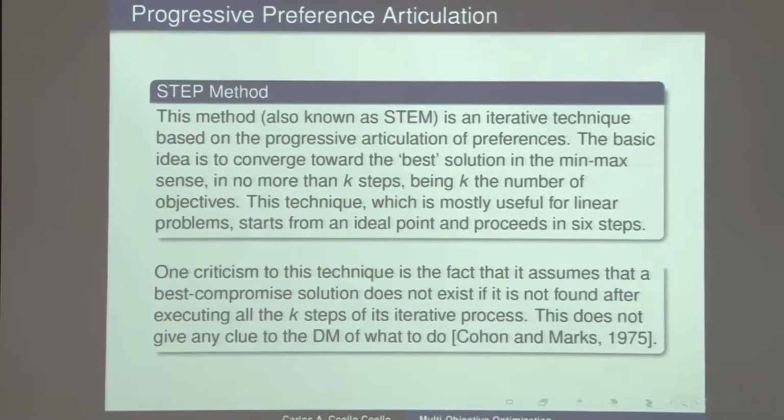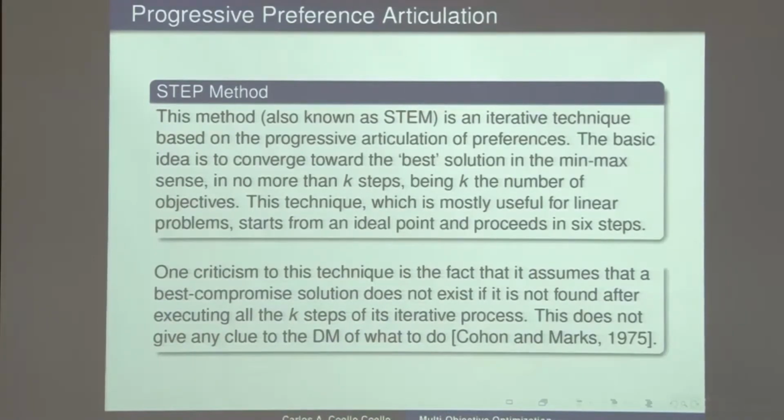Then the STEM method is an iterative technique that is also based on progressive articulation of preferences. Here, the idea is to converge towards the best solution in the min-max sense that we already saw, minimize the maximum deviations in no more than k steps. And this is mostly used for linear problems, starting from an ideal point, and then the algorithm has 6 steps. But one of the limitations of this technique is that it assumes that the best compromise solution does not exist if it is not found by the algorithm after performing these k steps.